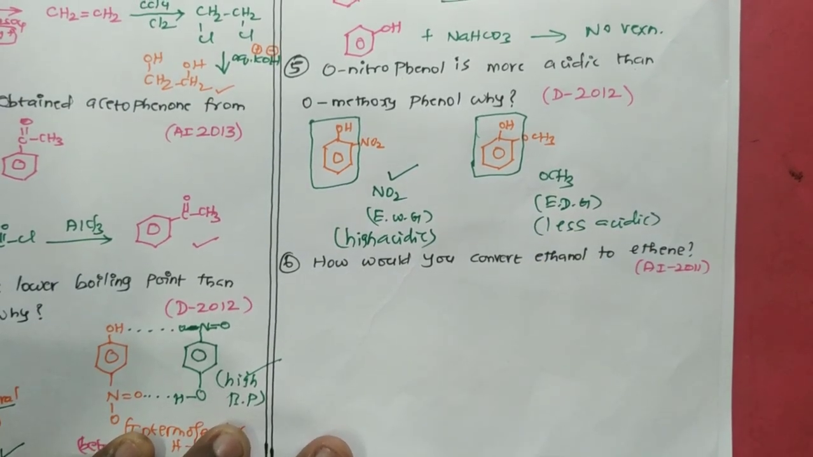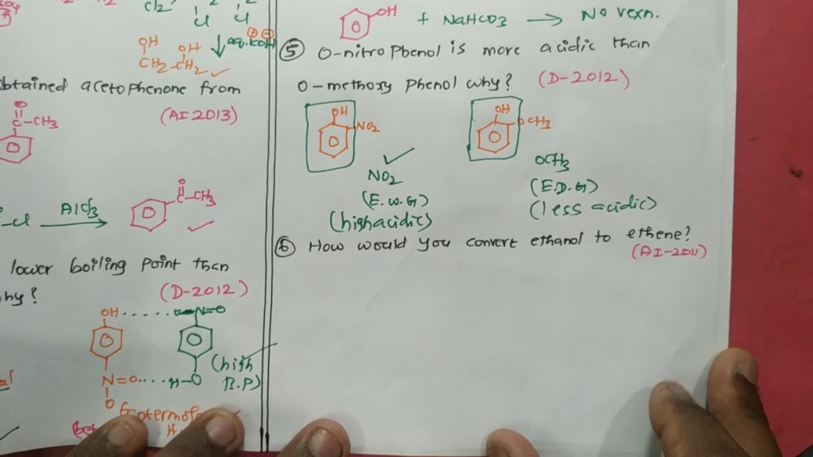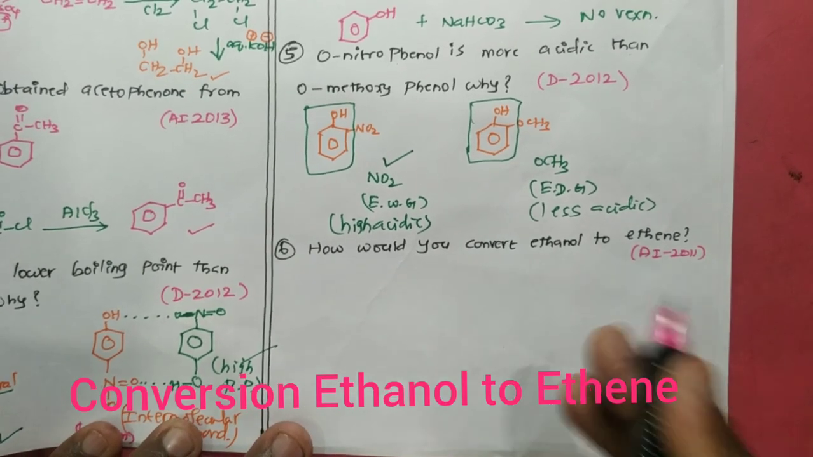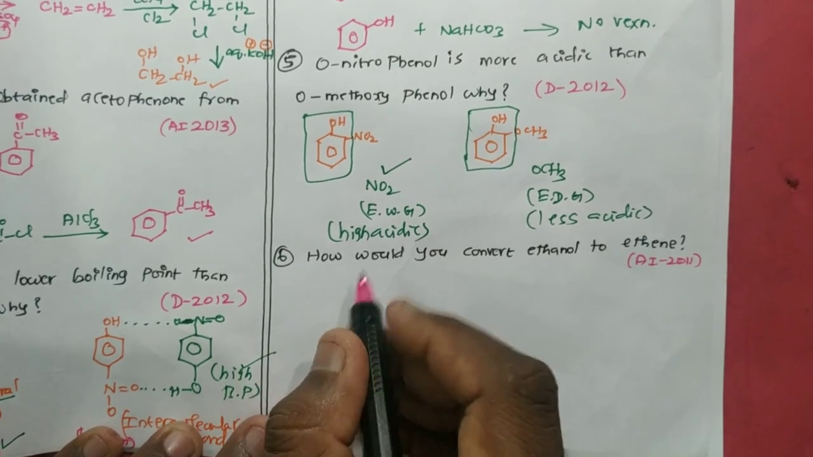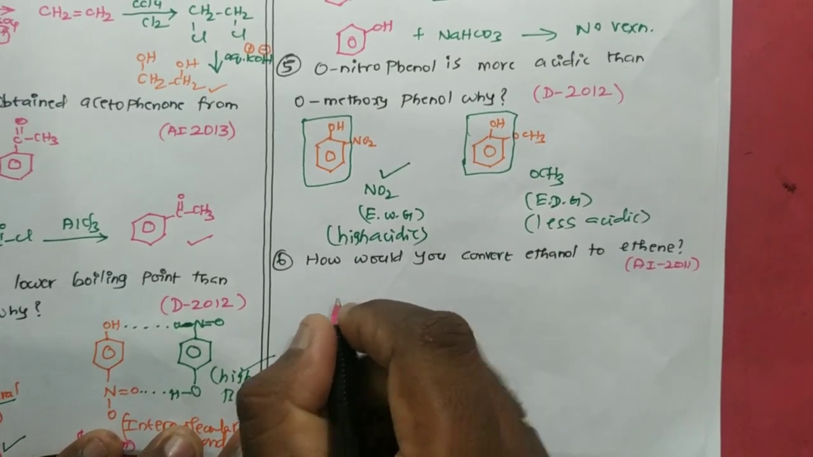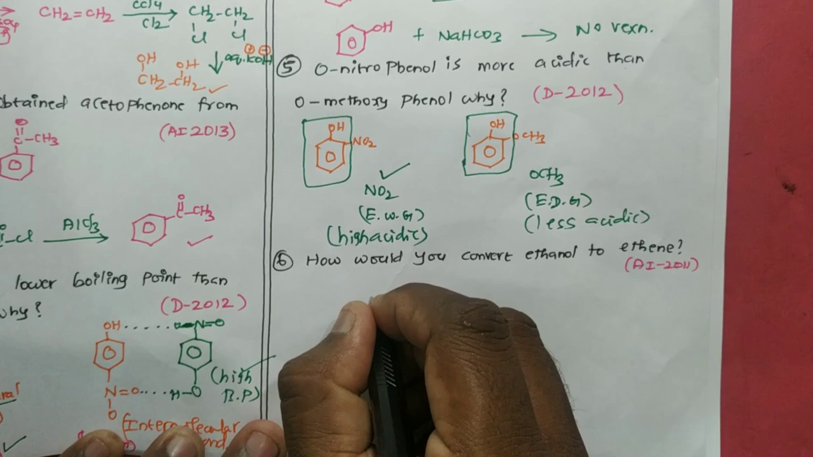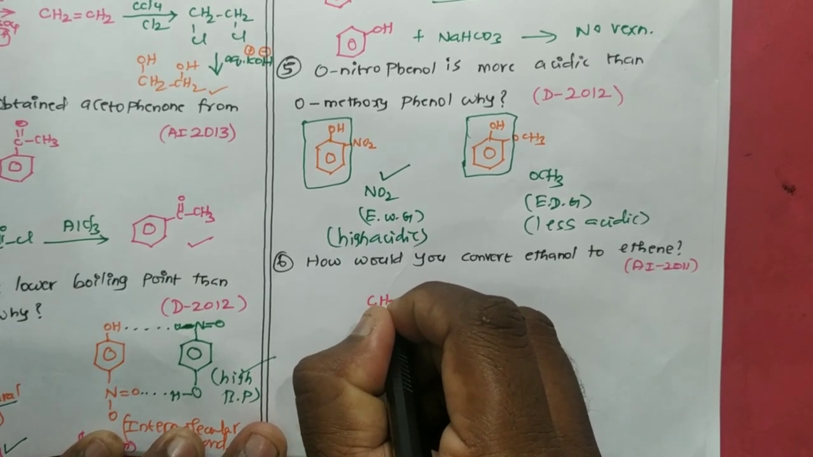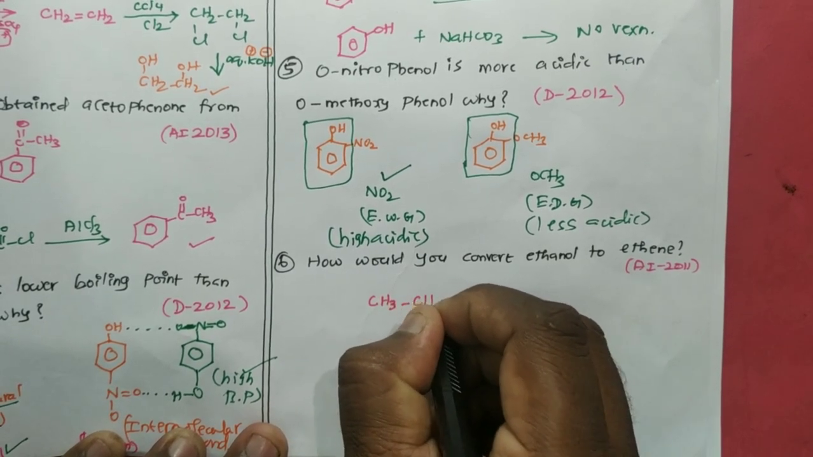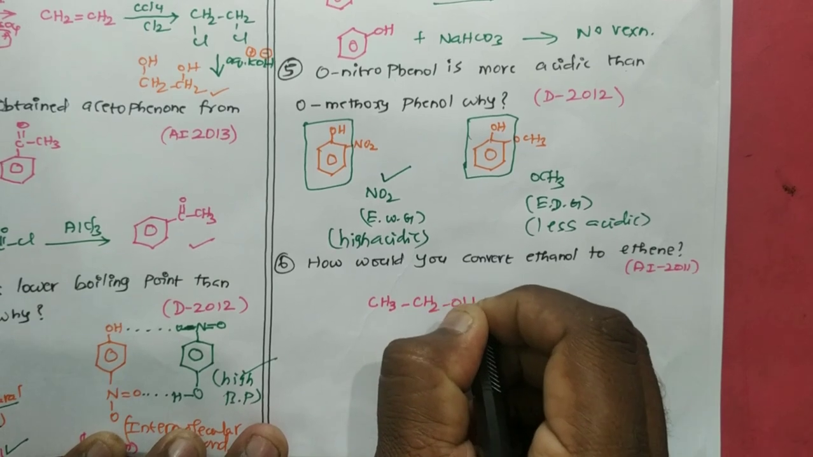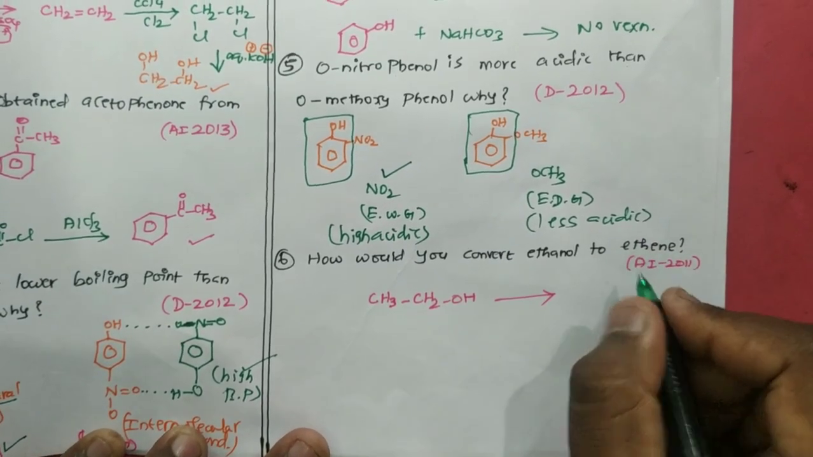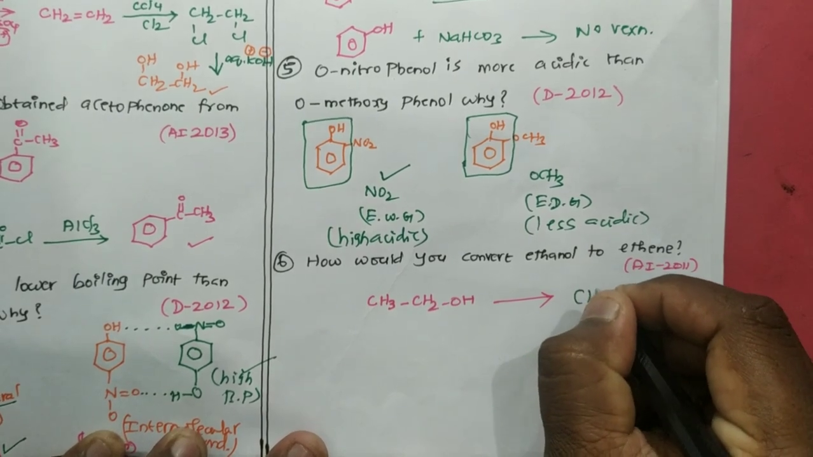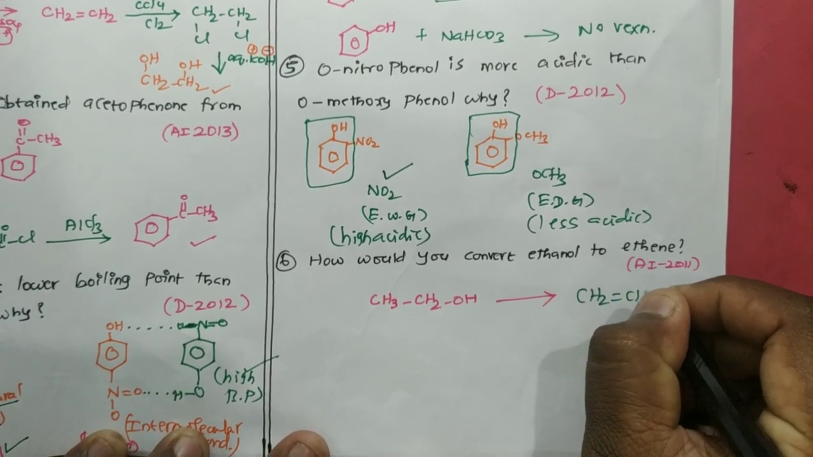Okay. And the next question is, how would you convert ethanol to ethene? This question was asked in the year 2011. So ethanol to ethene. Our starting reagent is ethanol, CH3CH2OH. The product I will be getting is ethene. Ethene is nothing but CH2 double bond CH2.